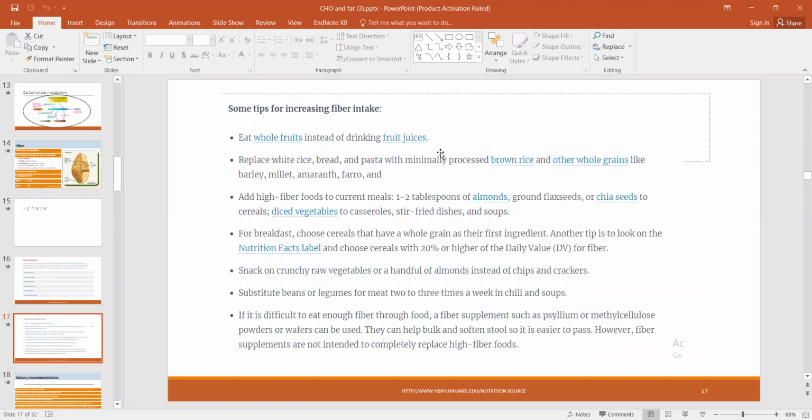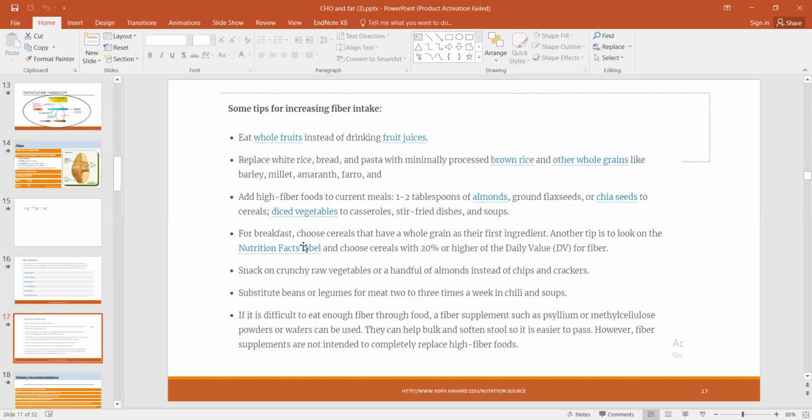Some tips for increasing fiber in the diet. Eat whole fruits instead of drinking fruit juices. Replace white rice, bread, and pasta with minimally processed brown rice and other whole grains like barley, millet, amaranth, and farro. Add high fiber foods to current meals: 1 to 2 tablespoons of almonds, ground flaxseed, or chia seeds to cereals, diced vegetables, stir-fried dishes, and soup.